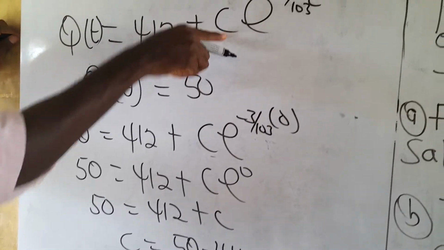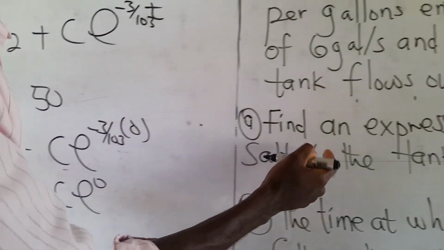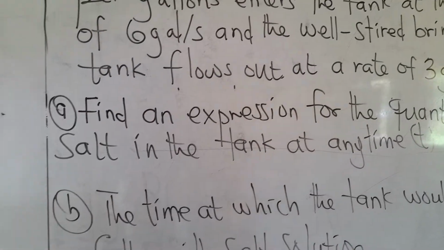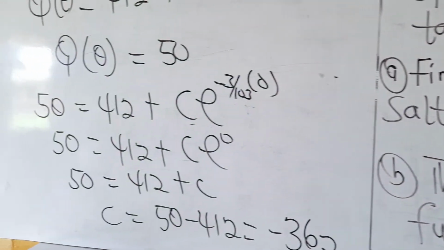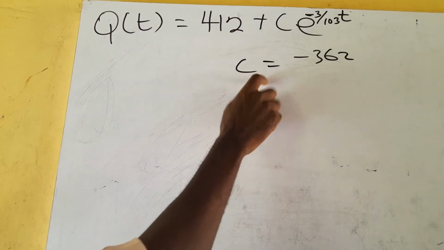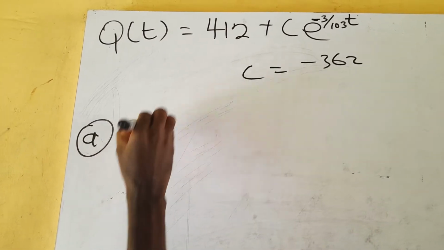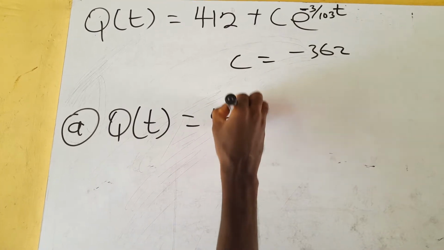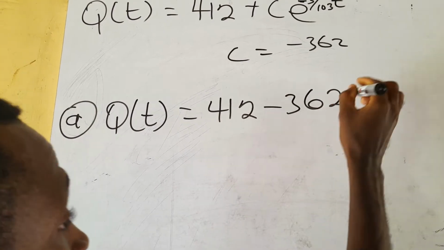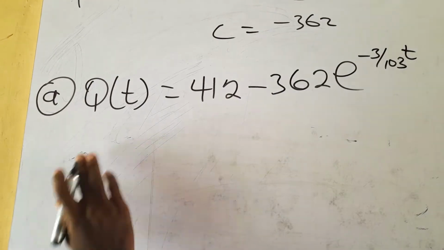So in place of C, we'll substitute negative 362. And that will be the expression for the quantity of salt in the tank at any time t. I hope you get that. So we find Q of t and we calculated for C, so we just substitute to get the first aspect of our equation, A. So Q of t will be equal to 412 minus 362 e exponent negative 3 over 103 t. So this is the A aspect of the equation.